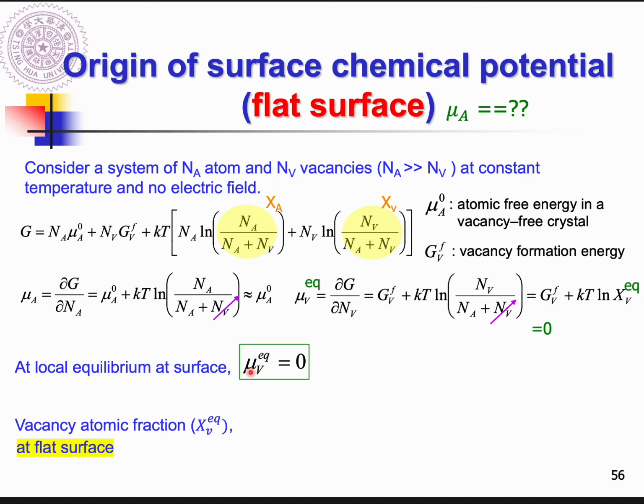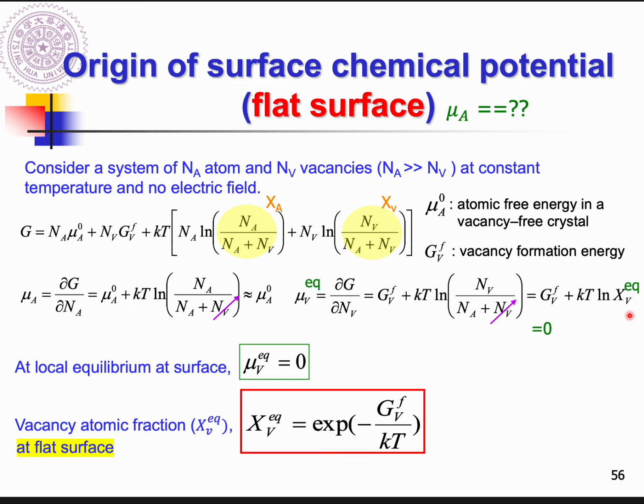So the chemical potential of vacancies can be considered uniform. We can directly assume that the chemical potential of vacancies is the same everywhere. So under this situation, we directly assign it equal to 0. So under this situation, you can get the atomic fraction of vacancies in equilibrium.